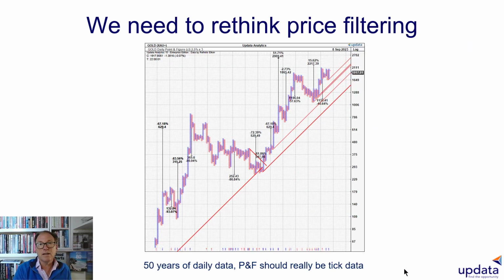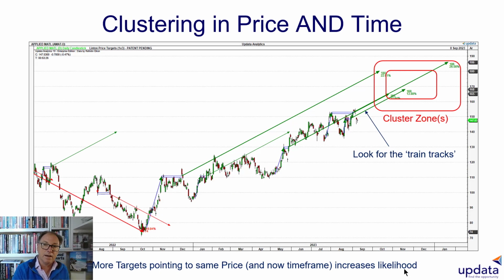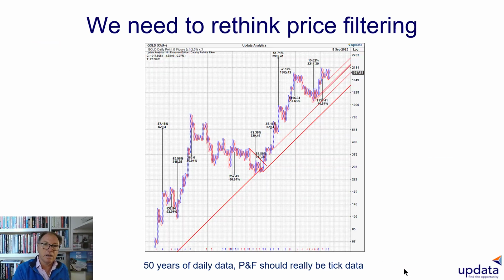So we need to rethink price filtering, and this is something that any point and figure chartist is going to really struggle with, because here this is a daily chart, but if I want to go longer term, this is now a daily chart of gold, a 2.5% chart. This is 50 years of data, and if I look at a 50-year point and figure chart, that's going to be a 50-year daily chart. That's going to really just be so much detail on the chart. The point and figure has effectively removed that.